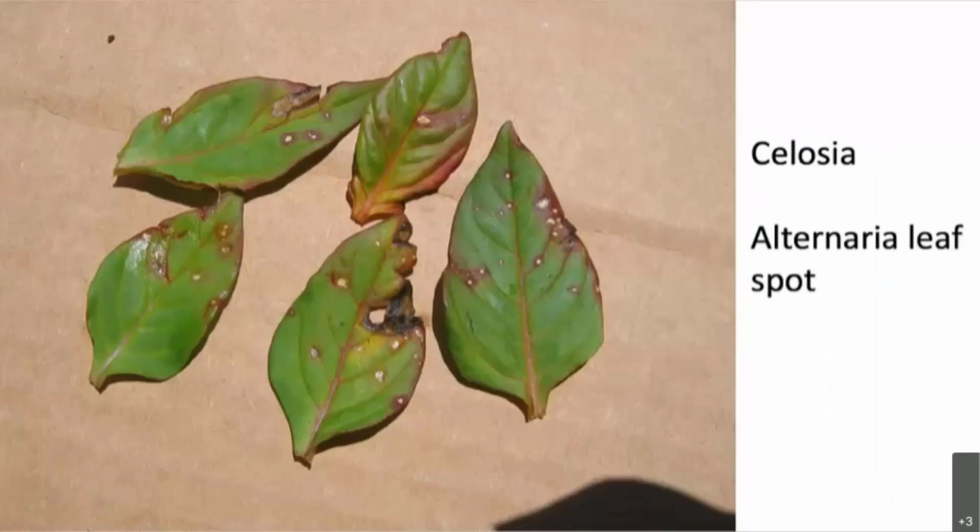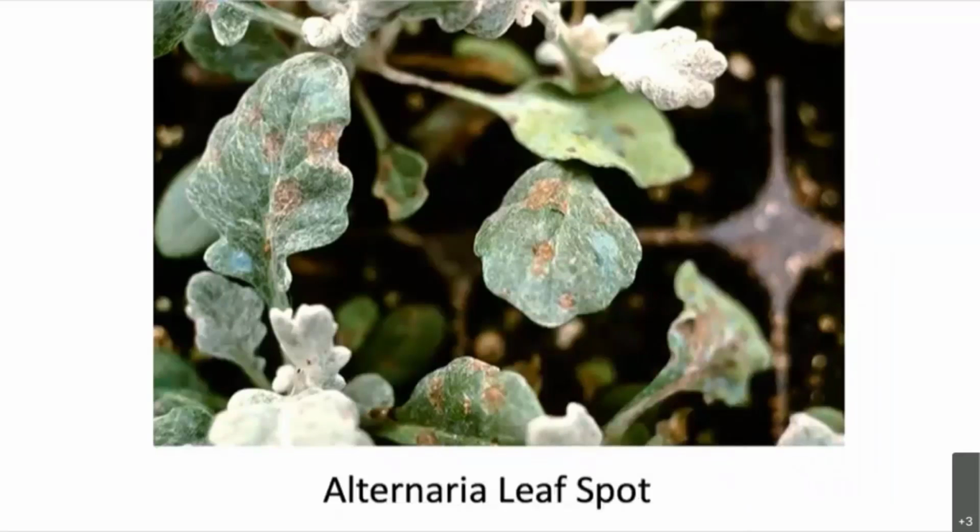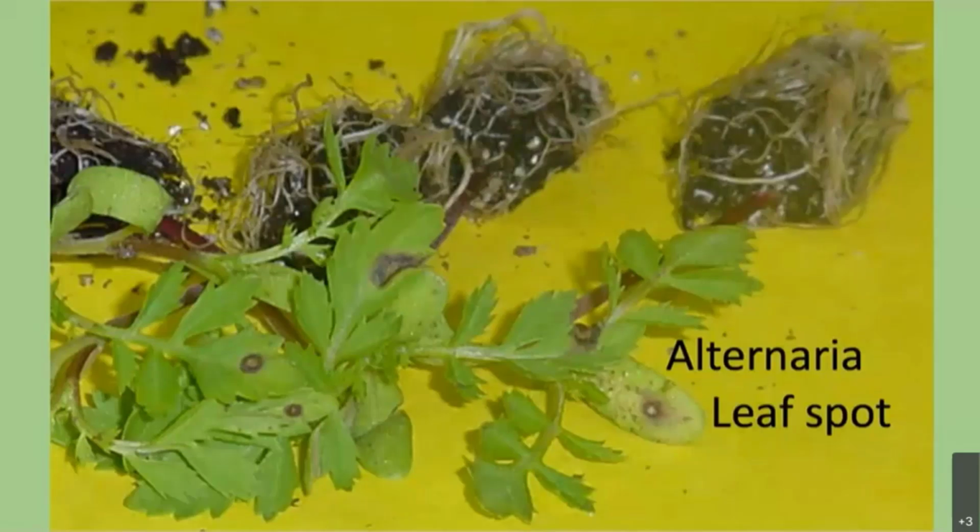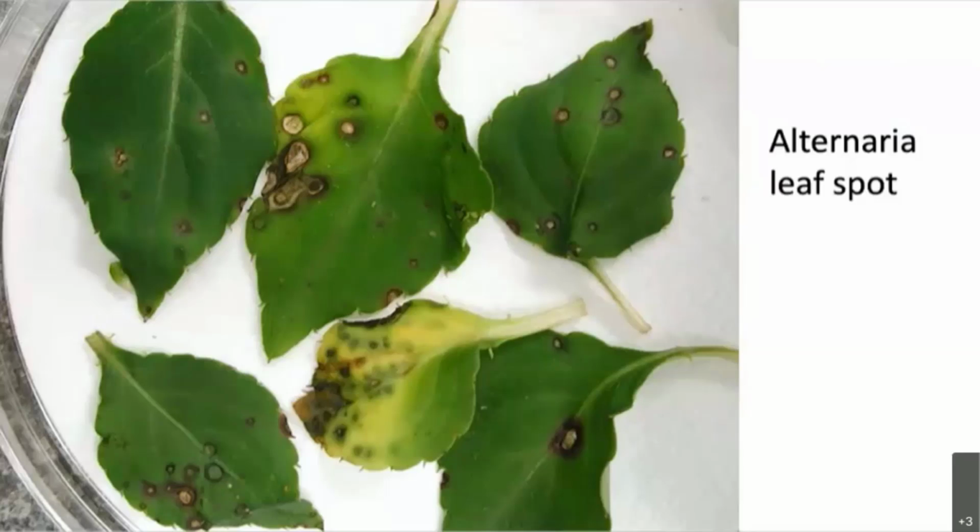Here you have little tan areas on celosia leaves with a reddish border. The red's coming from the plant's defense against the Alternaria fungus. Here you see broader areas that are brown, which are on Dusty Miller, that's infected with Alternaria. This was a seed-borne disease. Here you have Alternaria leaf spots on marigold with that same sort of purple rim tan center to them.